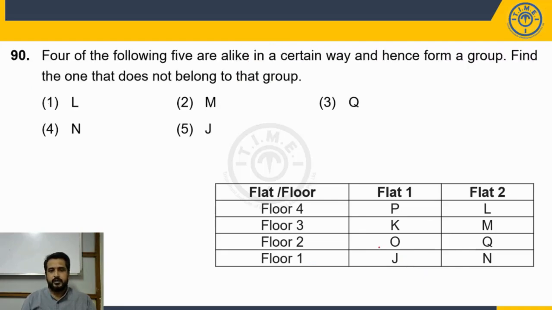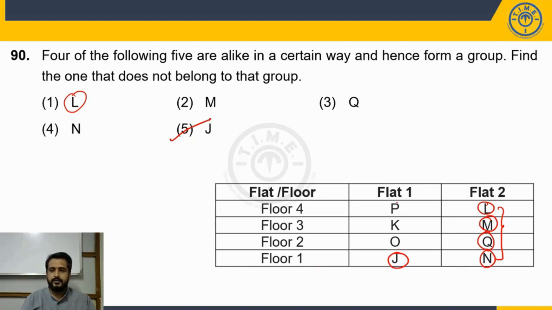Odd one out. 4 of the following 5 are alike in a certain way and hence form a group. Find the one that does not belong to that group. L is here. M, Q, N. So all these 4 people are living in flat 2. J living in flat 1. So which is the odd one out? J. L, M, Q, N are living in flat 2 of different floors. But J lives in flat 1. That is the odd one out.